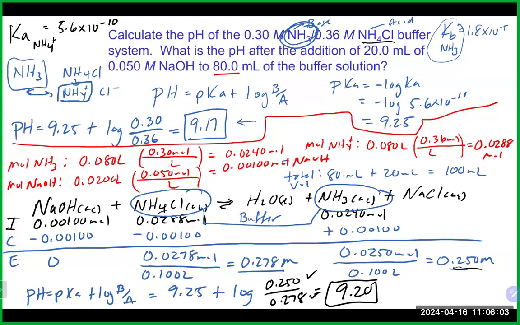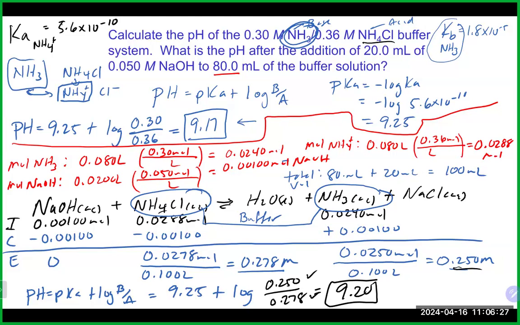We also see here, even with the right numbers in there, that the buffer worked pretty well, right? It started at 9.17, ended at 9.20. And also the change that occurred did go in the correct direction as we added base here, sodium hydroxide. So we would expect the pH to go upwards in that case. Any questions on any of that there?